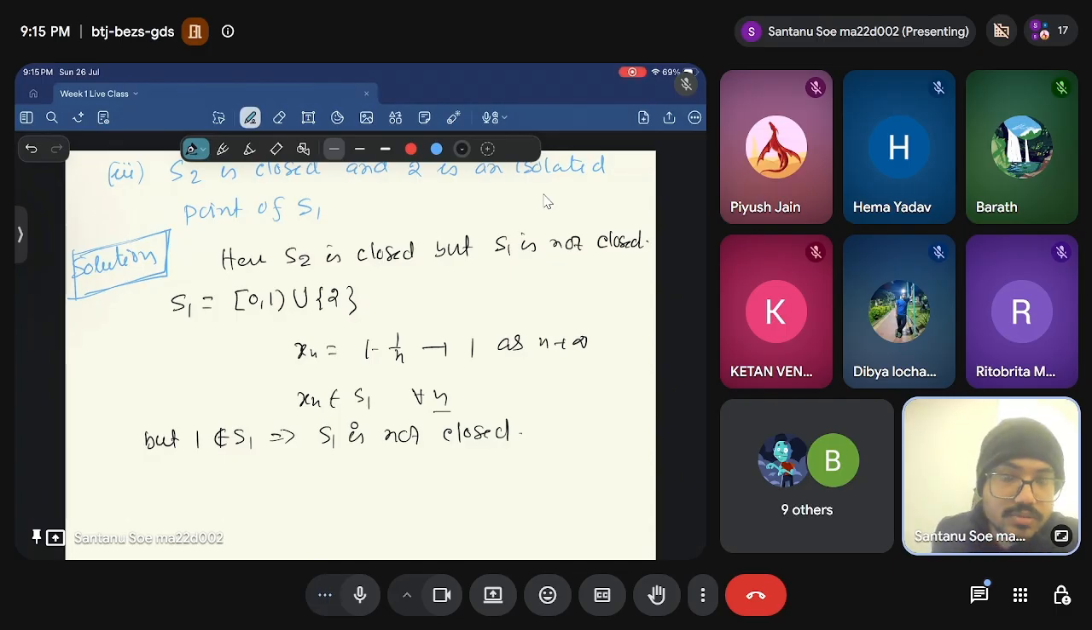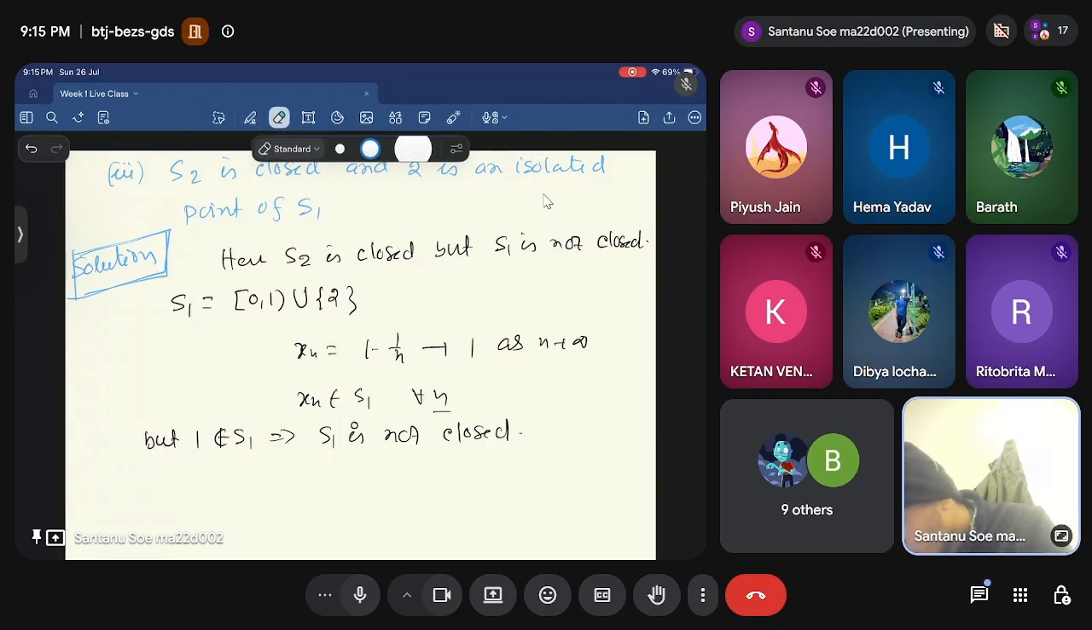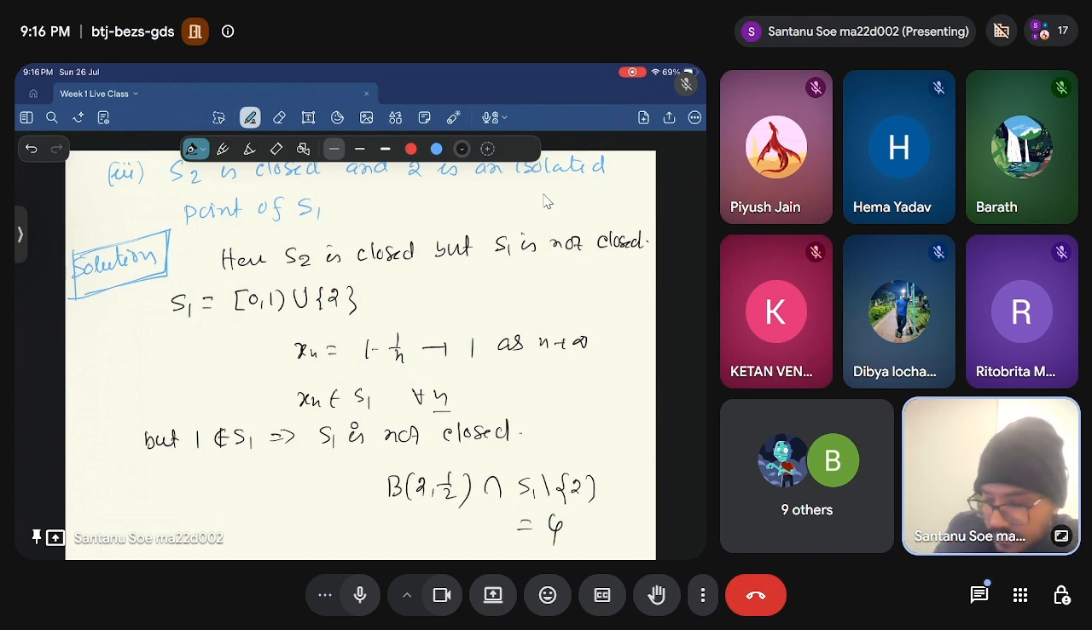What about the isolated point? A point is called an isolated point if it is not a limit point. Right? So isolated point means you can find an interval around that point such that if you take an intersection with the main set, it will have only that single point, not any other points. So here you see that this point 2 is completely separated from closed interval 0 1 or closed 0 open 1, because if you take this ball, let's say B(2, 1/2), then this ball intersection S1 minus 2 is empty. Correct.